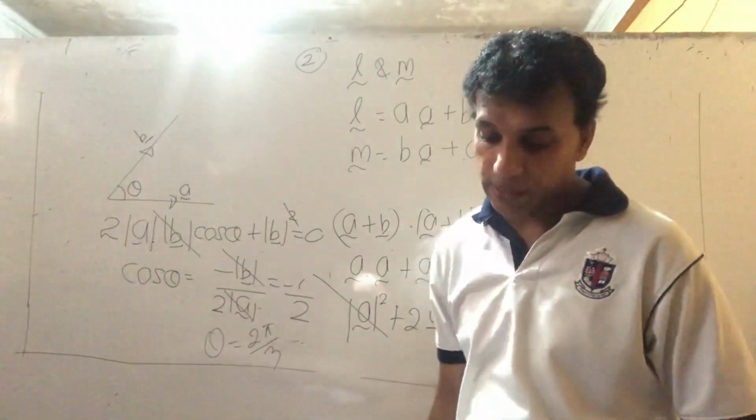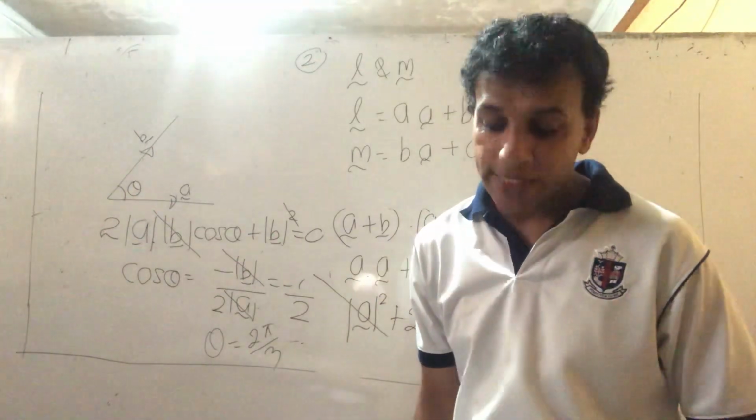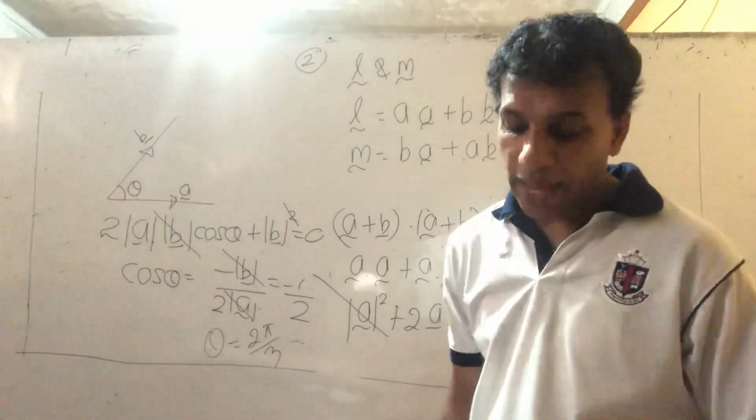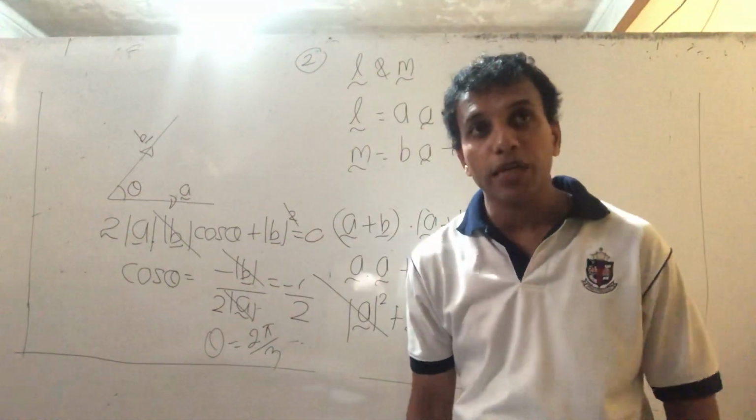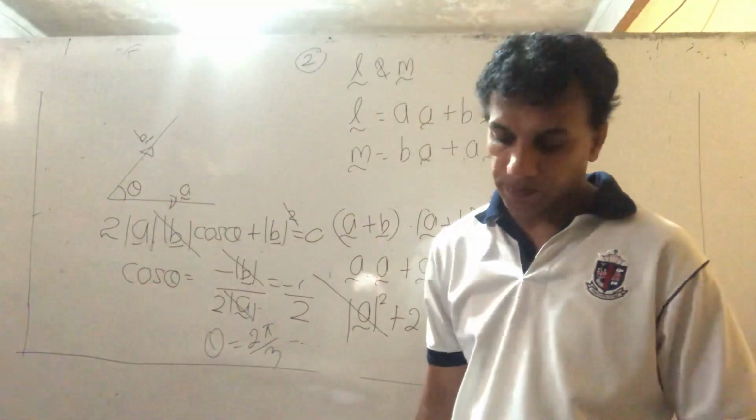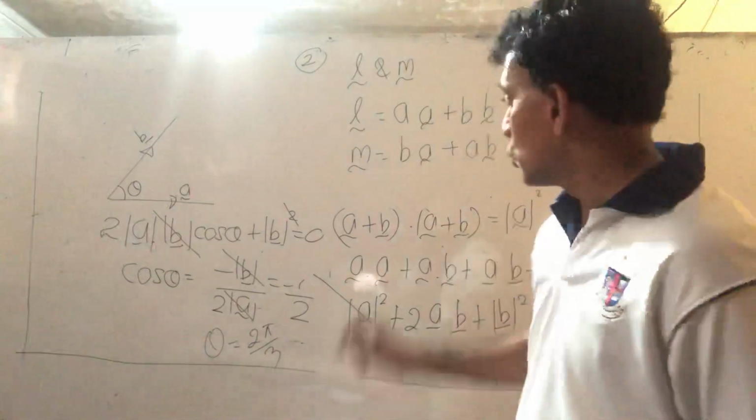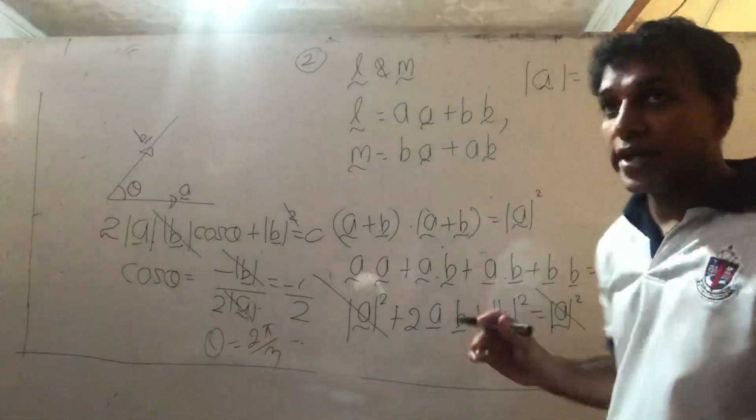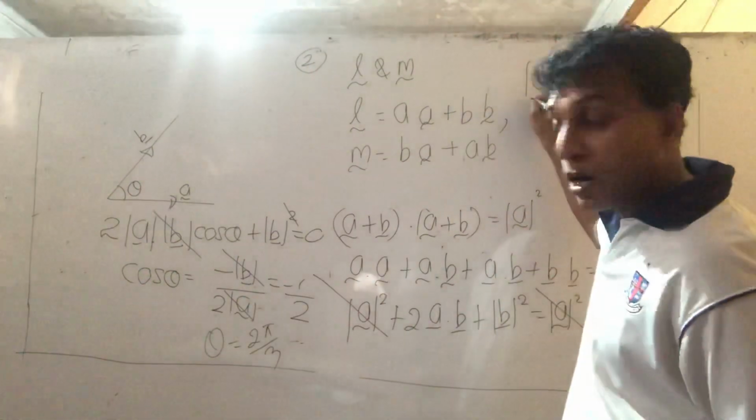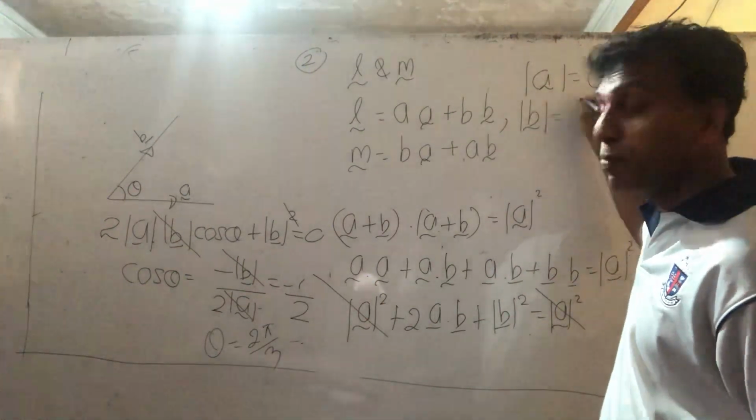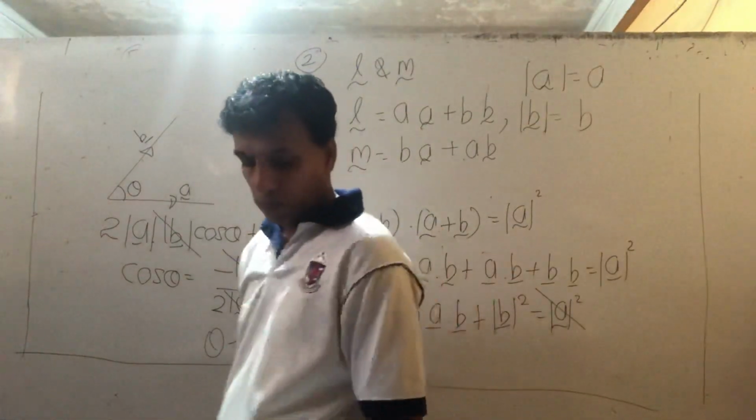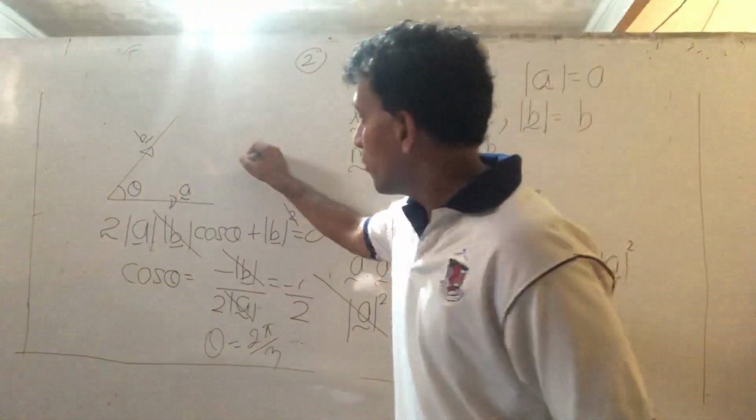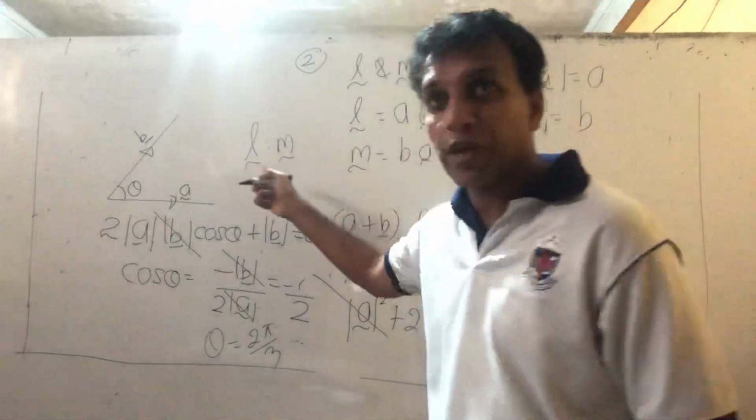It's given L and M vectors, where vector A and vector B are inclined at an angle theta. Also, the modulus of vector A equals A, comma, the modulus of vector B equals B. Find vector L dot vector M. That means the product of these two vectors.